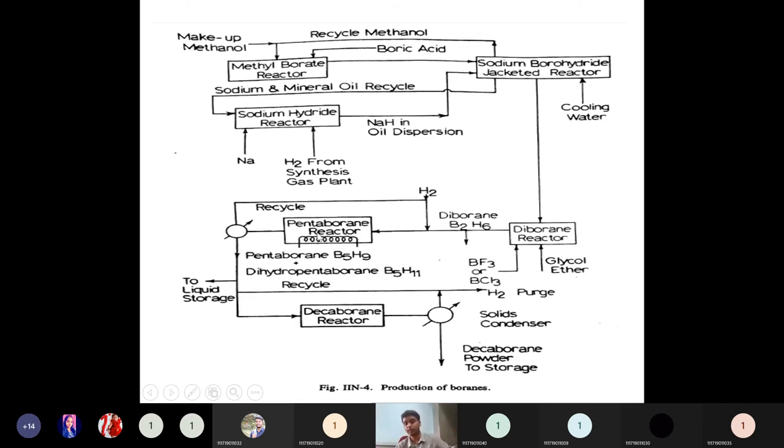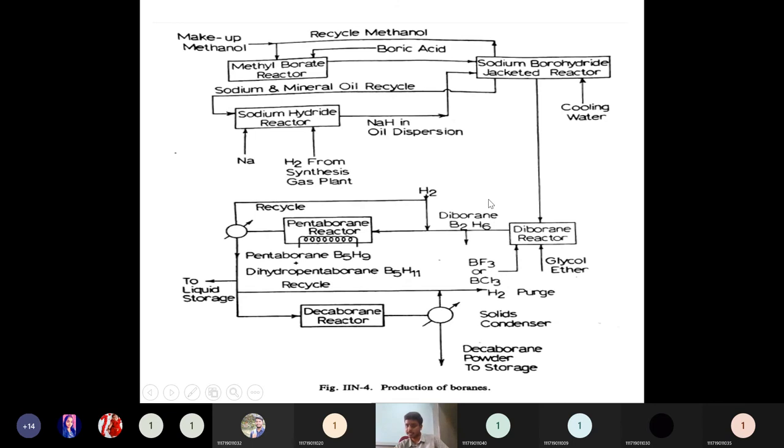Pentaborane is a liquid product. If you want, you can take it outside and send it to the customer, or otherwise this liquid product can be converted to the more desirable vaporous product, decaborane, by decomposing the pentaborane to decaborane by supplying heat in a decomposition reaction. Then decaborane will be formed, or decaborate salt, or simply we can say an ionic borohydrate cluster will be formed here. Okay, finally a decaborane powder will be stored as a product.